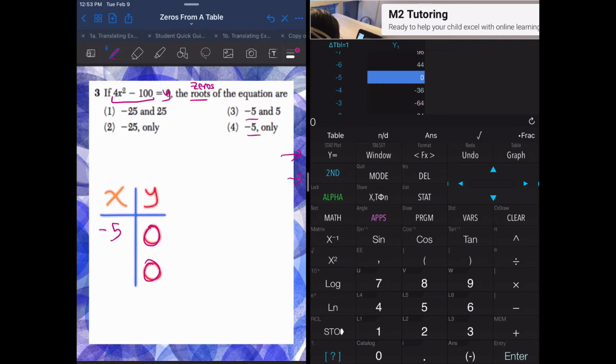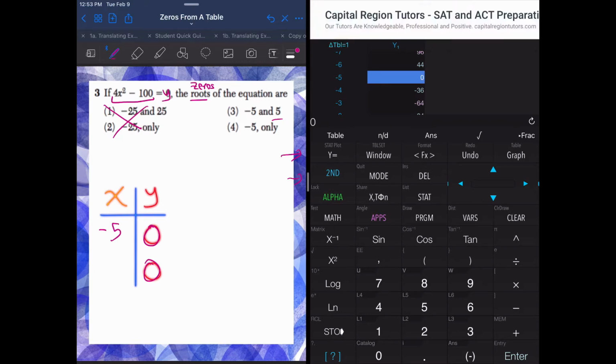Two choices include that number, so I can get rid of the ones that don't. And let's see if 5 is also a 0. What do you think? Is positive 5 also a solution? Yes, because when y is 0, I also see positive 5, so choice 3 is my answer.